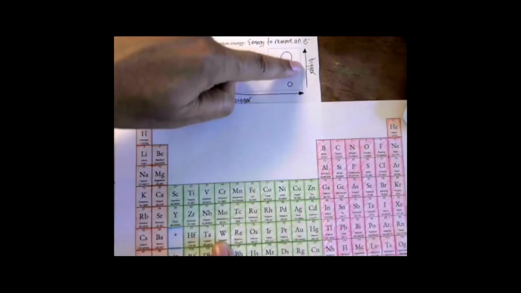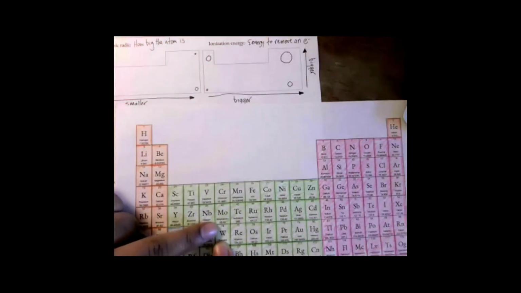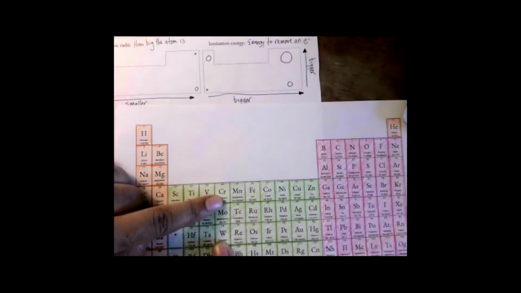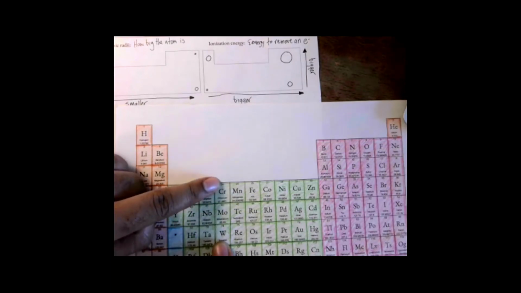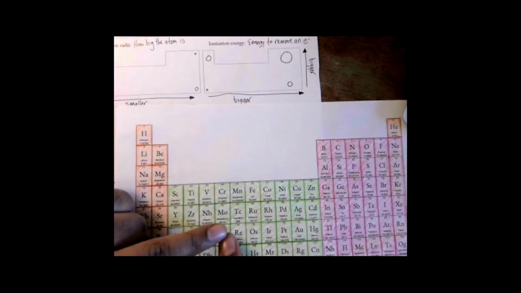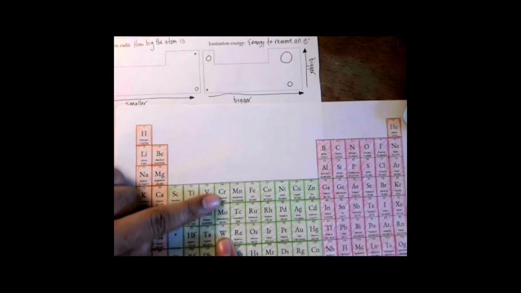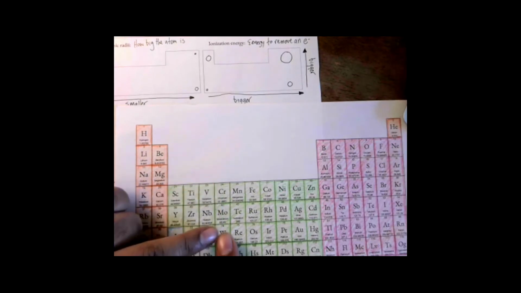Smaller, smaller, smaller. It's bigger as you go up. That's all right. We're going to practice. Bigger as you go up. So if I say which one is the smaller, well, Cr would be the biggest because it's highest. Smaller would be W. W is smaller. Okay, now we're working it. So W would be smaller.